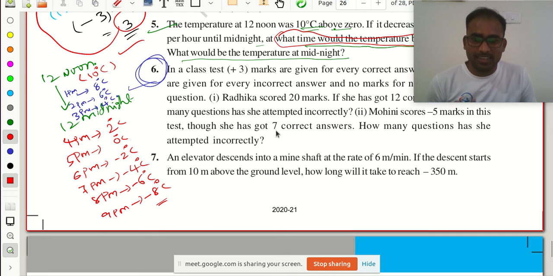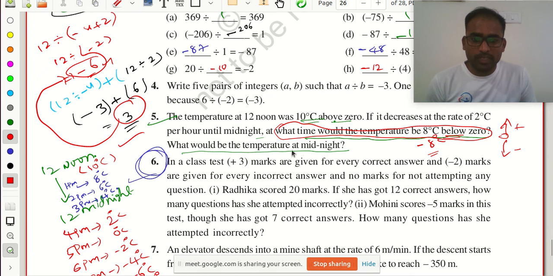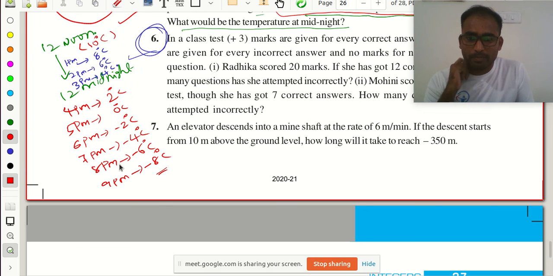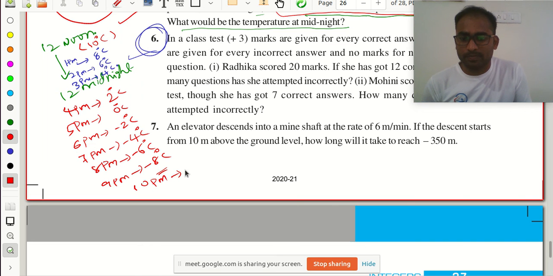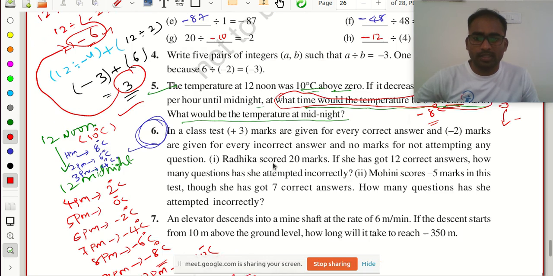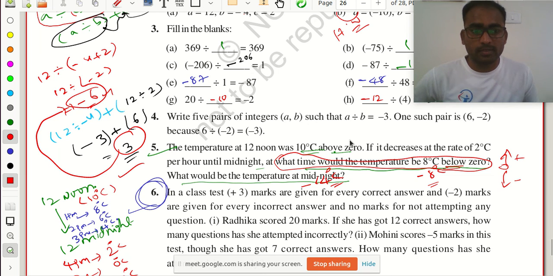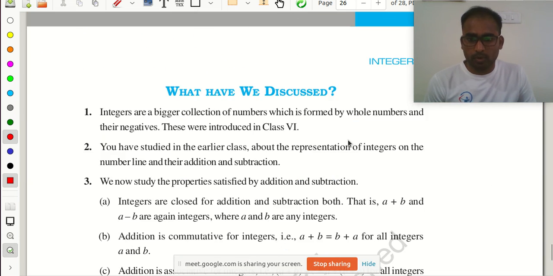Excellent. Next, one more. What would be the temperature at midnight? At midnight, what is the temperature? Midnight means at 12. At 10 p.m. how much? Minus 10. At 11, minus 12. At 12, minus 14 degrees is the answer. This is the way to calculate the problem.